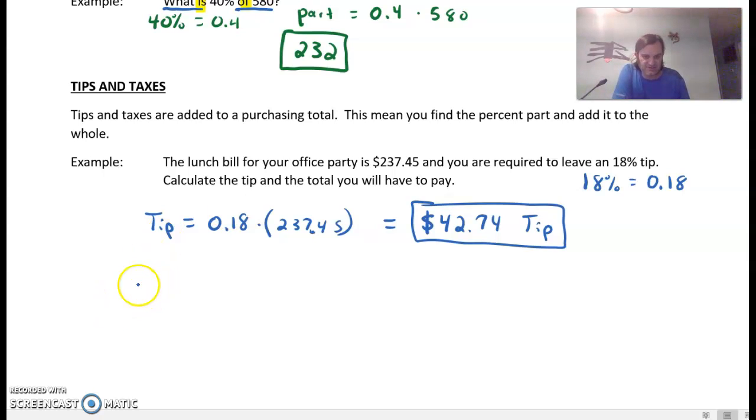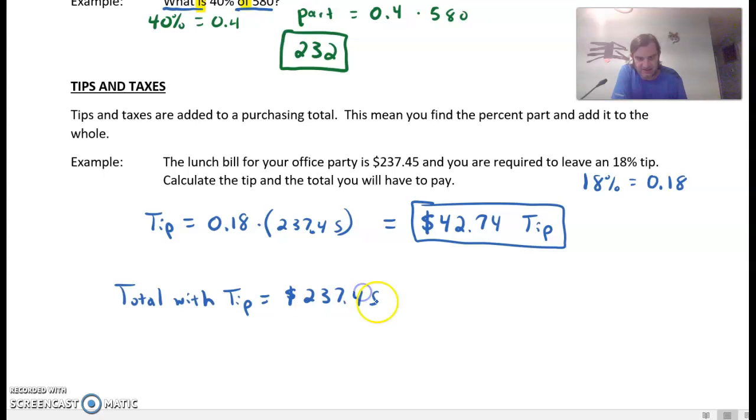So then the total with the tip would just be our $237 bill, 45 cents, plus the actual tip. So let's see what that would be. So we're adding the tip to it. You know how they leave the line there to write how much tip you're going to give, and then they ask you to add it up yourself. That's kind of like just a double check.